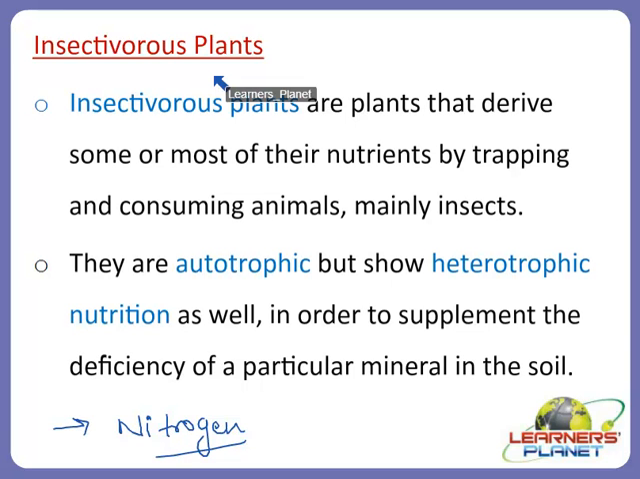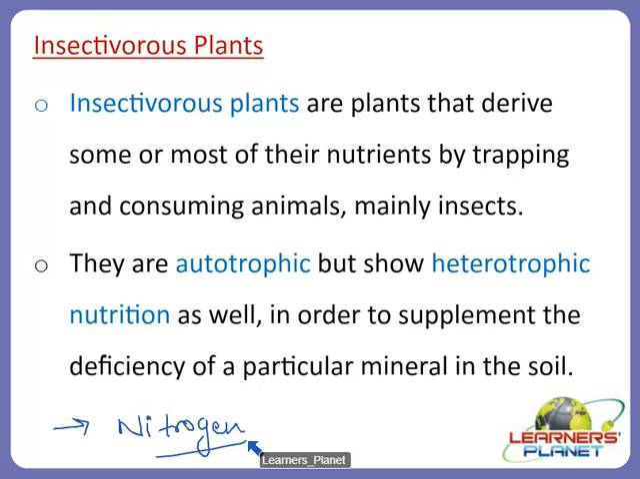So we can say that the leaves of these plants are modified in several ways for trapping the insects, and thus we can conclude that they are autotrophic but show heterotrophic nutrition as well, in order to supplement the deficiency of a particular mineral in the soil. Especially which type of mineral? Yes, nitrogen. So usually they feed on insects.